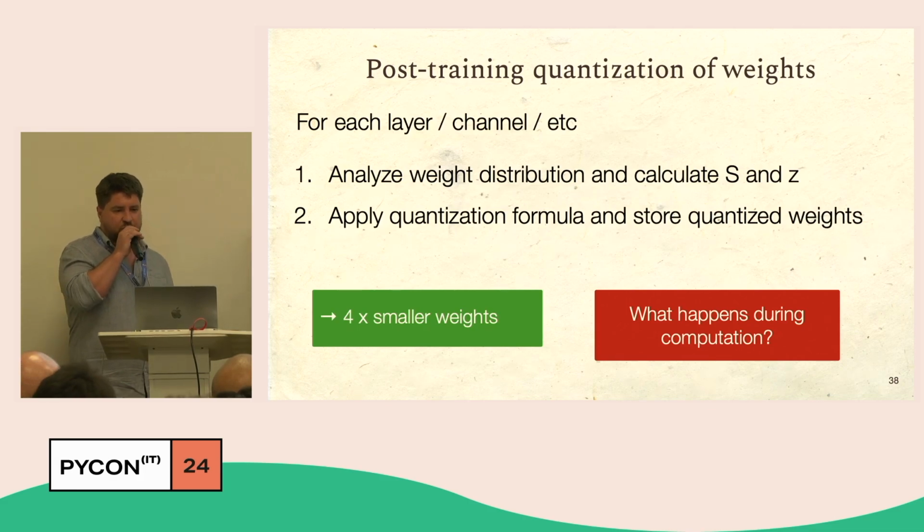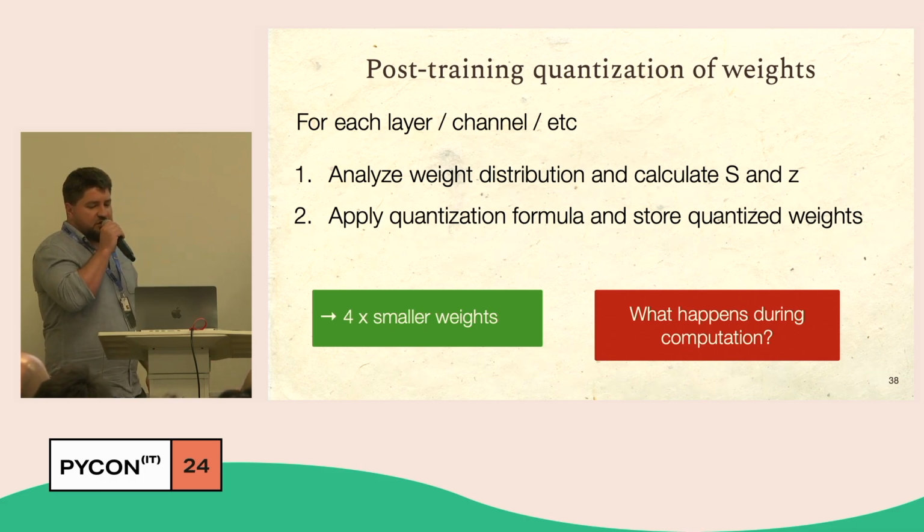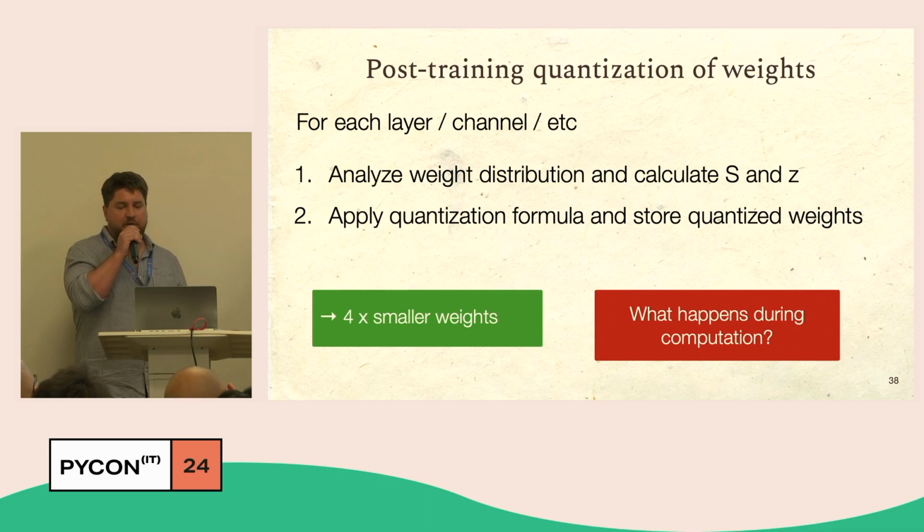So in practice, what would we do? We would go through each component, each layer, channel, and so on, and analyze the weight distribution to calculate the parameters S and Z. Then we apply the quantization formula, and we store only the quantized weights. So float 32 to int 8, 4 times smaller weights. Great, we have a smaller model file and a smaller footprint in memory. But we haven't taken care yet of computation. What happens during computation? We also want to perform the inference in the lower precision data type.